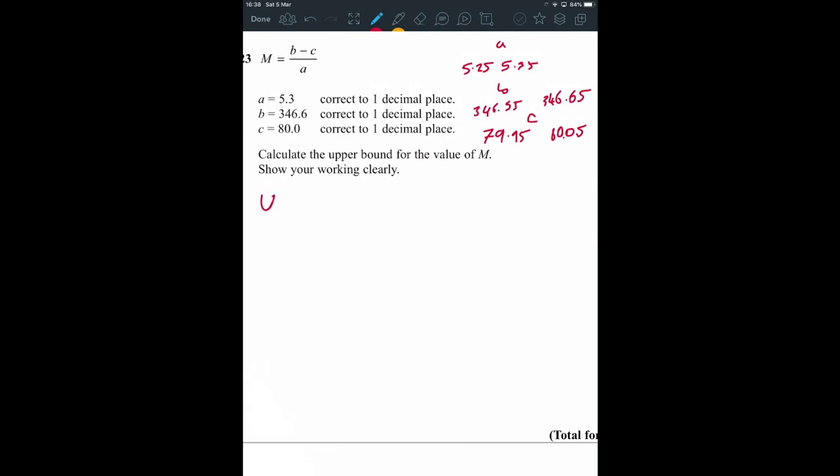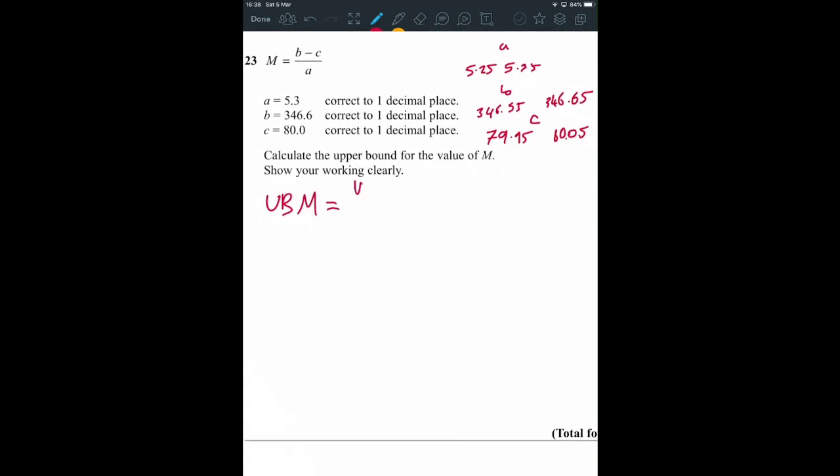We want the upper bound of m. We want to make m as big as possible, so we should be choosing to use the upper bound of B. We want to take off the smallest c, and we want to divide by the smallest a. So that is 346.65, take away 79.95, divided by 5.25.